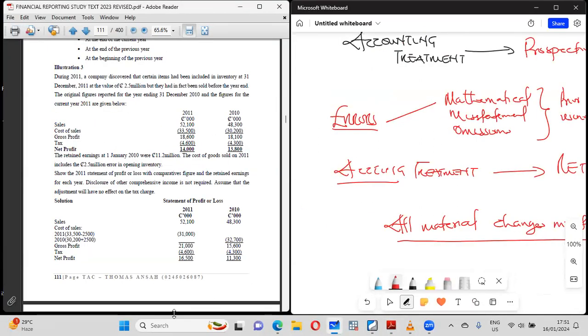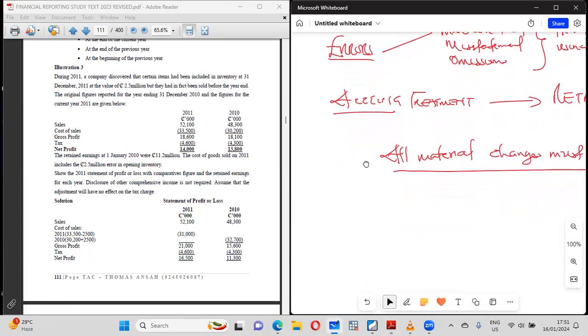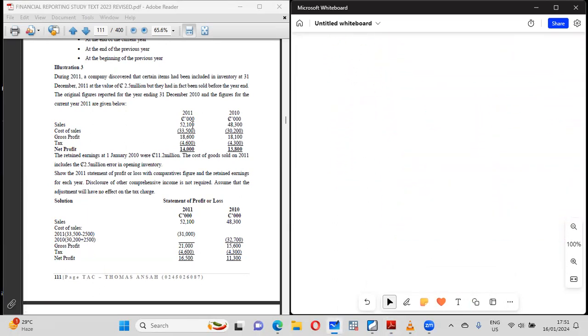So look at this. Let's see how we can deal with this kind of question. All right, so as you can see, for example, we have during the year 2011, a company discovered that certain items had been included in their inventory valued at 2.5 million. But they had in fact been sold at year end. So the thing was sold, but when they were valuing their closing stock, it was part. So this is a clear error.